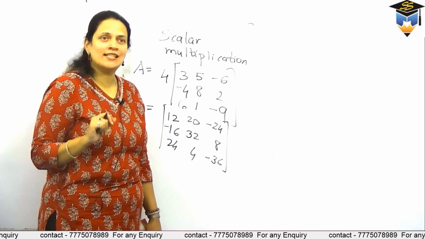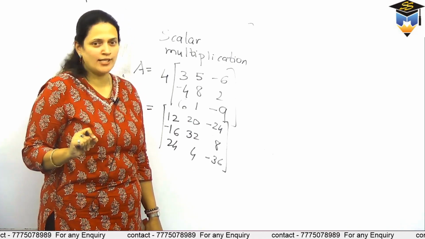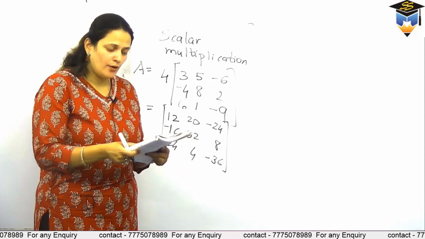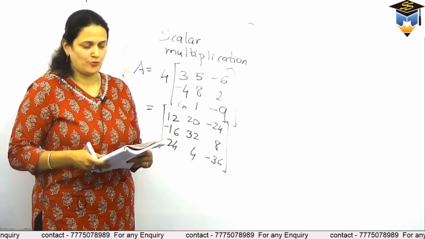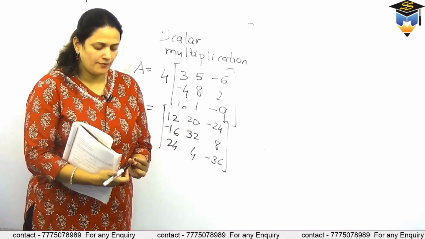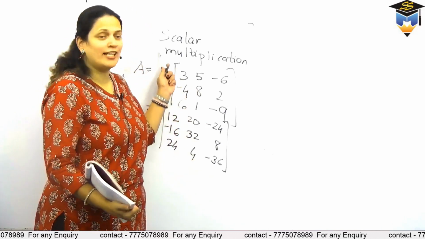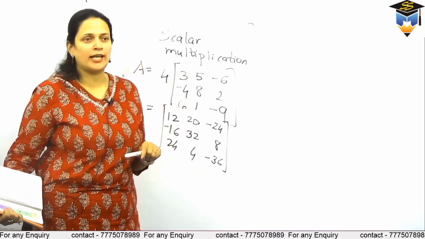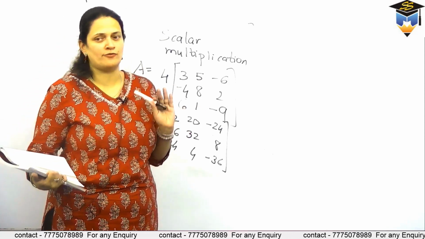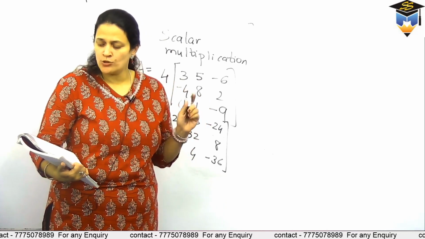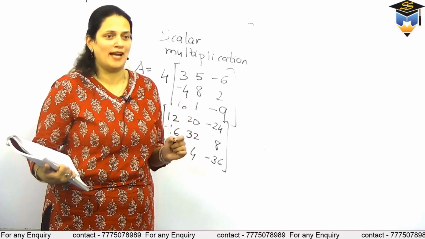Okay, so this concept is called scalar multiplication. Understood? Alright. Now, I am going to teach you how to find the transpose of a matrix. Last time I taught you the determinant of a matrix, then just now I taught you scalar multiplication, and one more concept, the singular matrix, was covered. So now I am going to tell you how to find the transpose of a matrix.